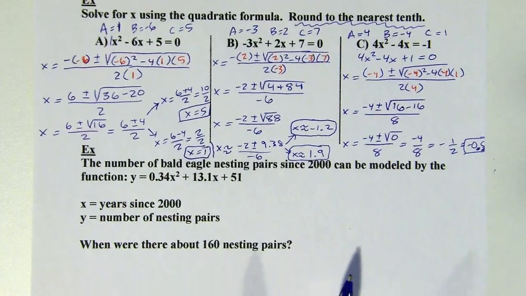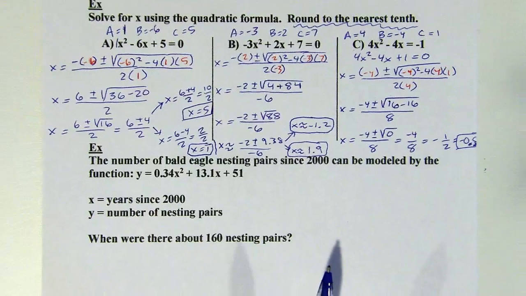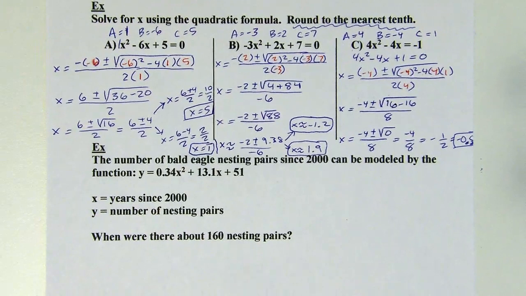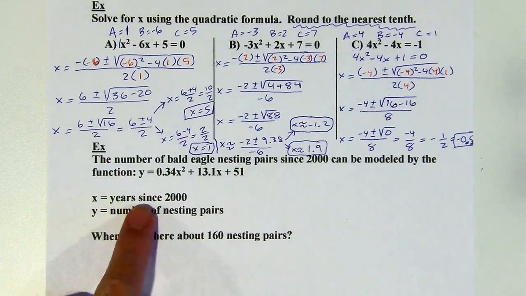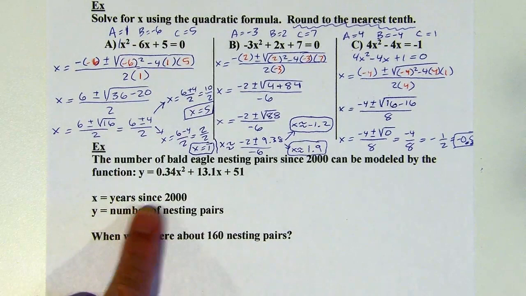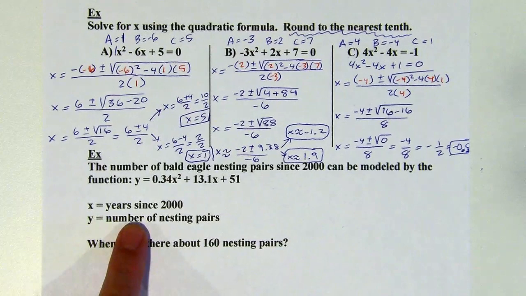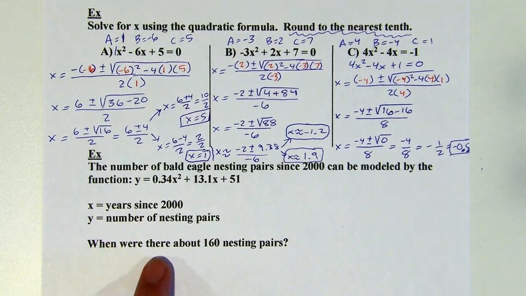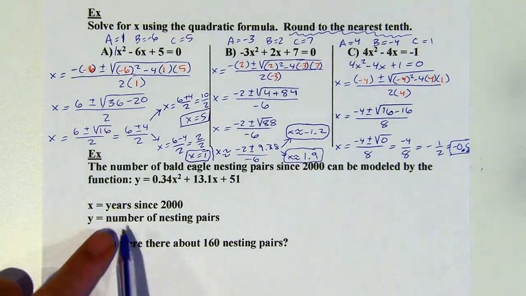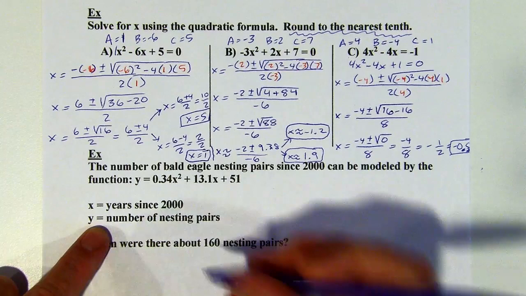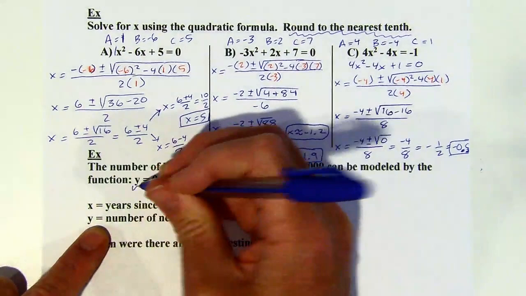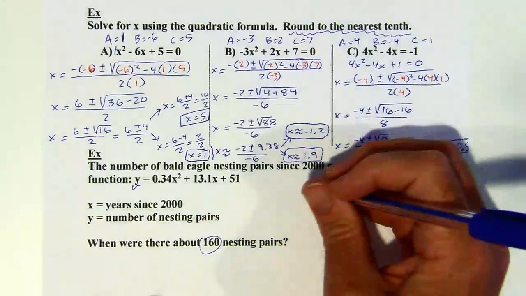Okay, all right, let's look at a word problem here. It says the number of bald eagle nesting pairs since the year 2000 can be modeled by this function. So x is going to be the year since 2000, and y would be the number of nesting pairs. And it says when were there about 160 nesting pairs? Well, if y is the number of nesting pairs, that means I'm going to take the 160 and put it in for y.